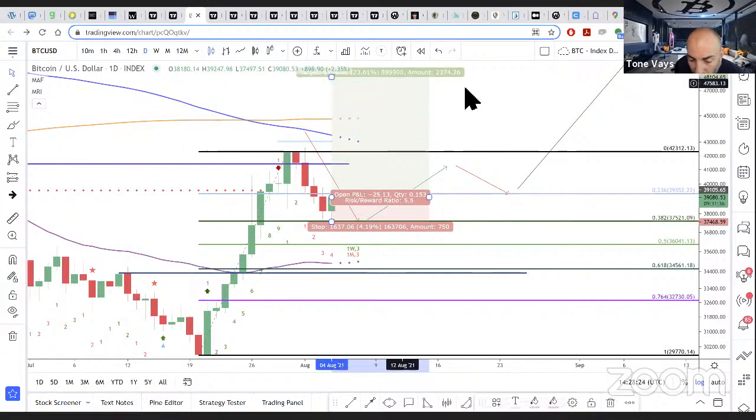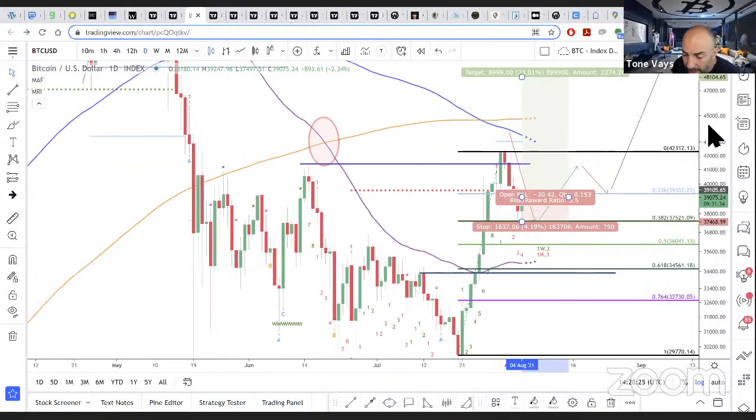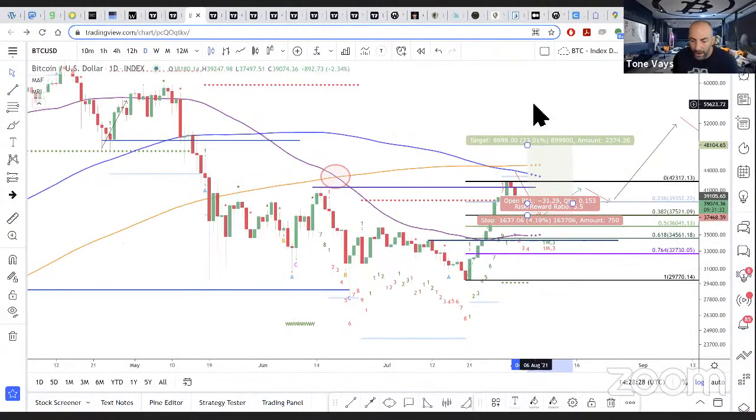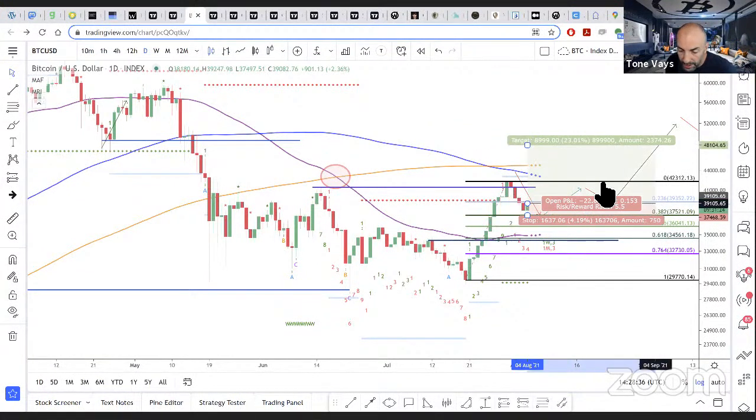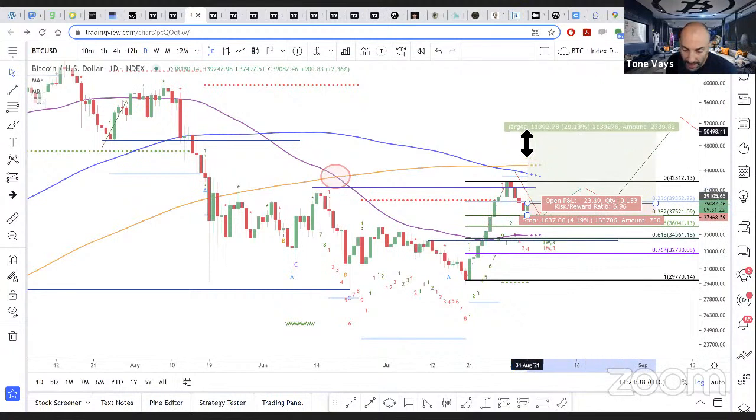My reward is unlimited. Like, I have no idea. I cannot quantify my reward. I don't have a price target. It all depends where Bitcoin goes from here. I have no clue how long it's going to take. I can estimate. I can guess.